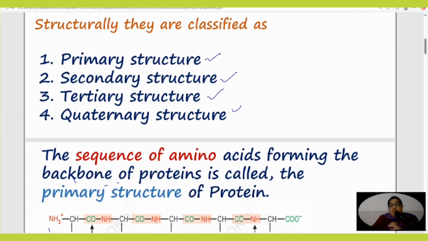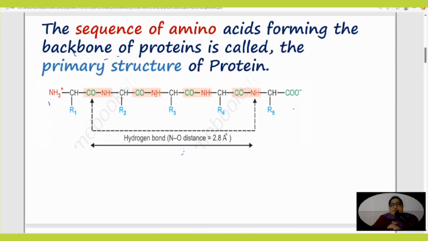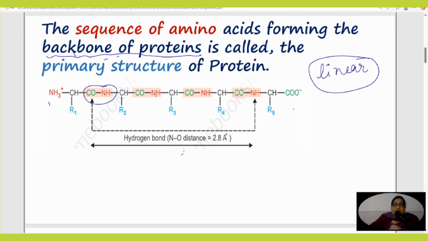All right, so moving on to the primary structure first, we will understand it quickly and simply, okay? The sequence of amino acids forming the backbone of protein, that means the primary structure will be a linear chain. Okay, so that means the primary structure of the protein will be held only by the peptide linkage.